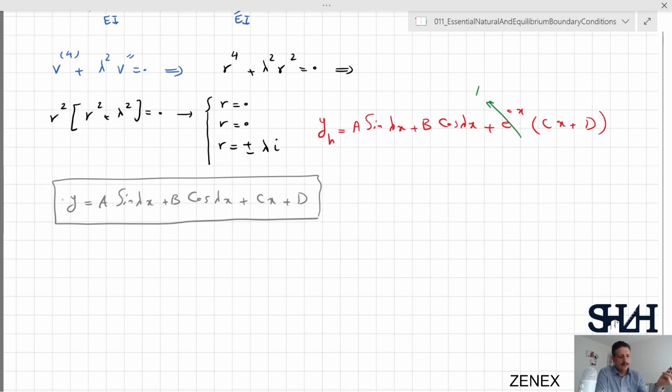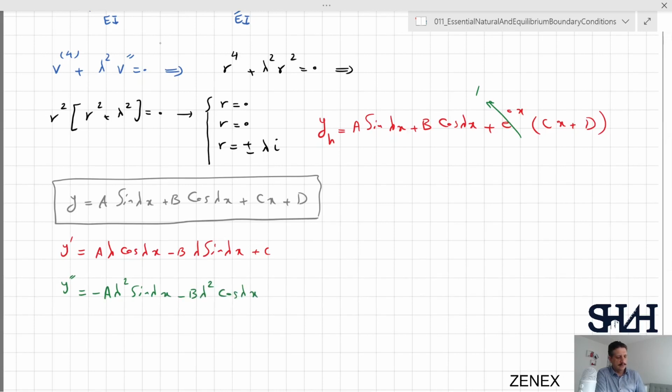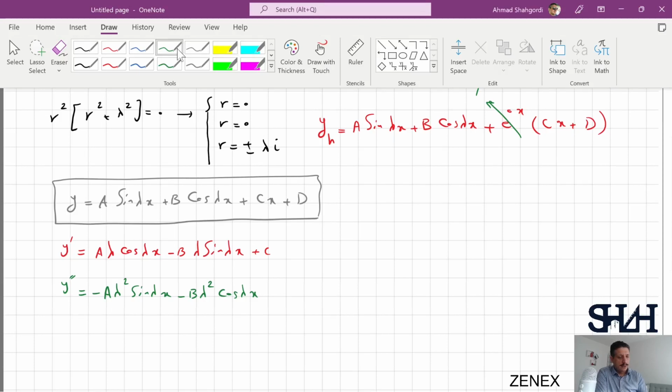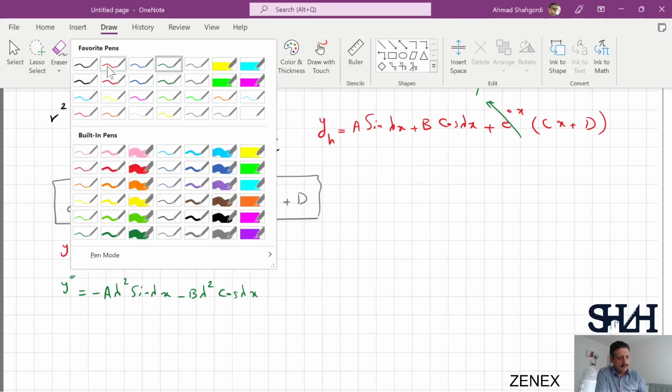Now we have to apply the boundary conditions. Let's find the first derivative: A lambda cos lambda x minus B lambda sin lambda x plus C, and the second derivative will be minus A lambda squared sin lambda x minus B lambda squared cos lambda x. Now we can apply the boundary conditions.